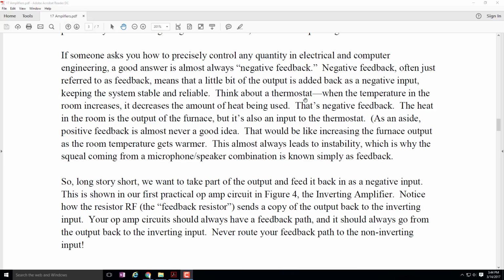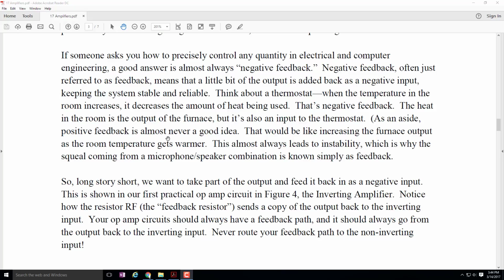And in fact, negative feedback is almost always what we're going to use. So we often just refer to it as feedback. But if you ever hear feedback, you can assume that it's negative feedback. If you're talking to your boss, you want positive feedback. If you're training a pet, you want to use positive feedback. In electrical engineering or computer engineering, you always want to use negative feedback.